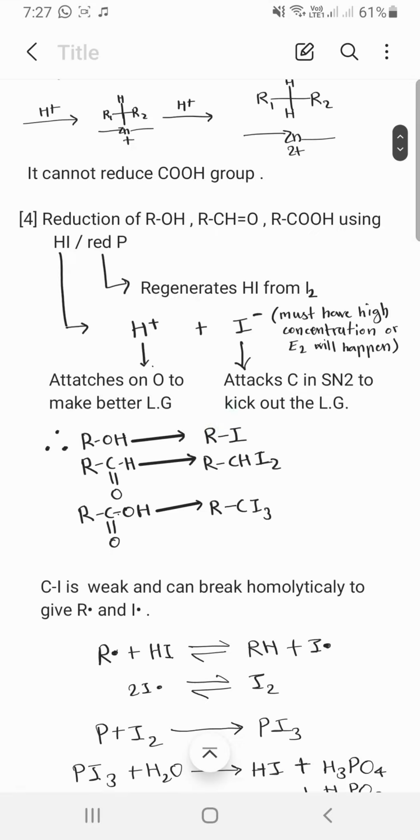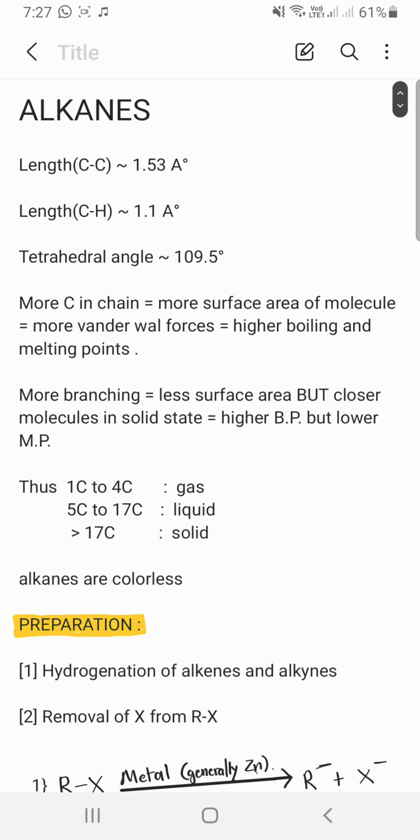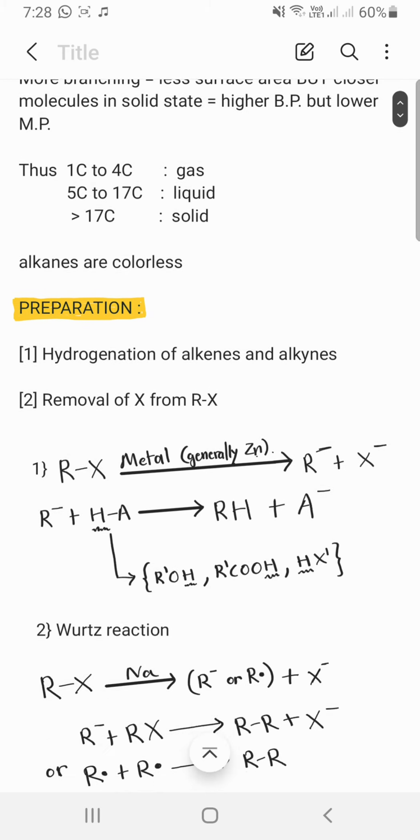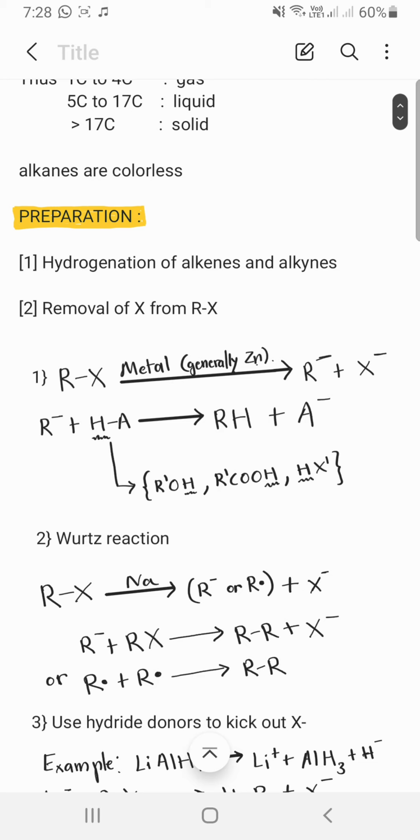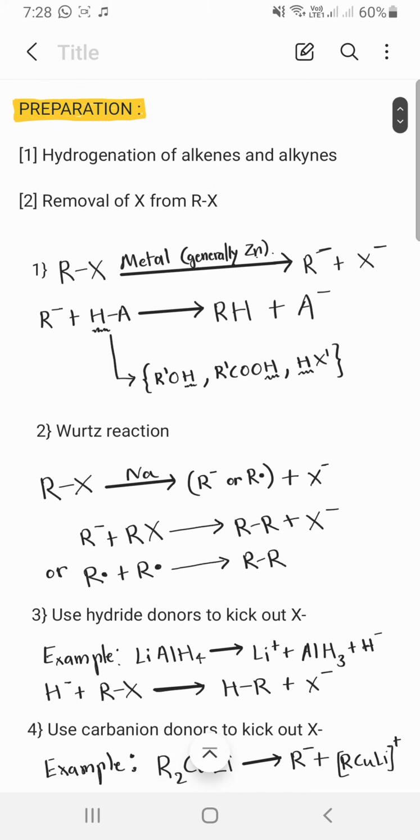Hydrocarbons next. Okay, alkanes, these physical properties are useless, so you don't need to know all this. Alkanes, well, all hydrocarbons are colorless generally. Okay, hydrogenation of alkenes and alkynes, fine.